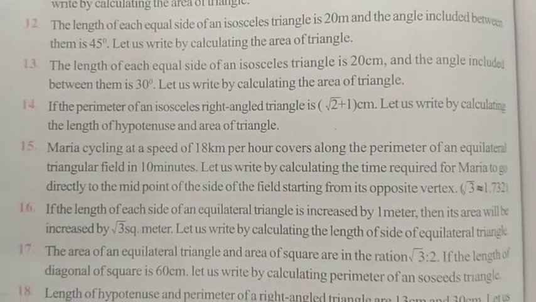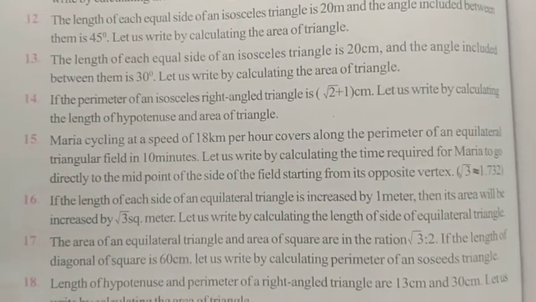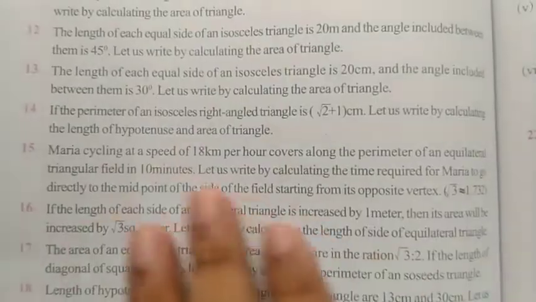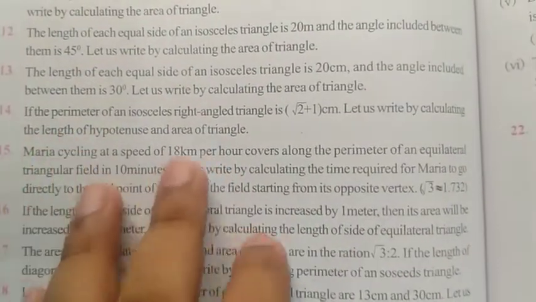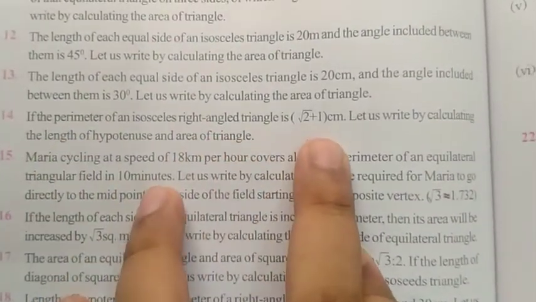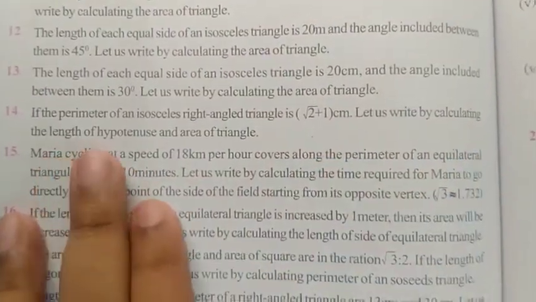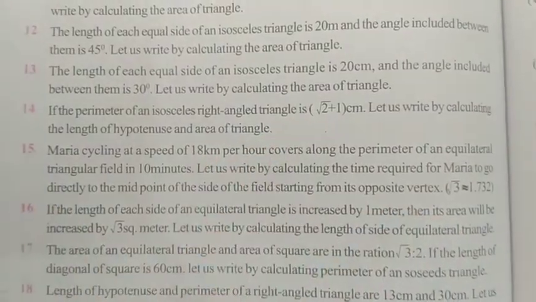Good morning, everyone. Today we're going to start with sum number 14, chapter 15.2, the perimeter and area chapter. Sum number 14: if the perimeter of an isosceles right angle triangle is root 2 plus 1 centimeter, let us write by calculating the length of the hypotenuse and area of the triangle.